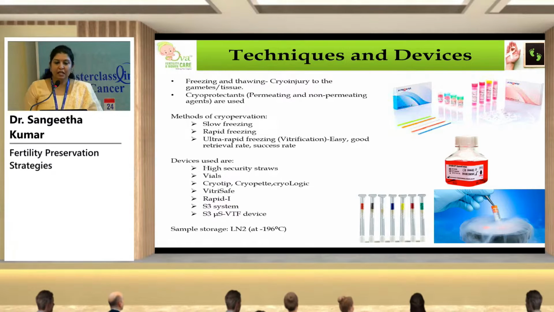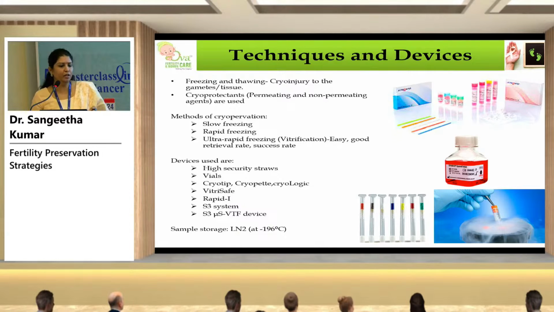Basically, freezing itself can have a deleterious effect on the oocyte, embryo, or sperm, for two reasons. One, there can be ice crystal formation, which causes cryo injury. Usually the cells can undergo physical, mechanical, chemical, or osmotic stress. That's the reason we add cryoprotectants, which are nothing but the permeating and non-permeating agents. That helps in dehydrating the cell and also lowers the freezing point of the cells.